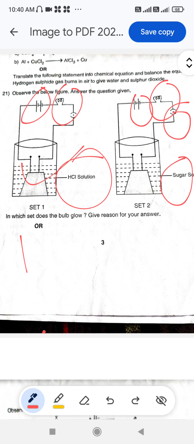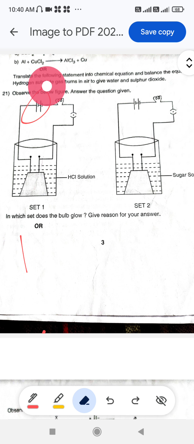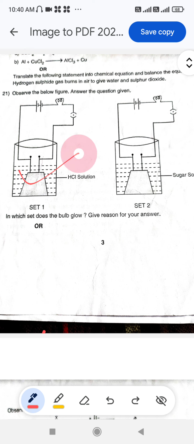set 1 contains hydrochloric acid solution and set 2 contains sugar solution. They are asking, in which set does the bulb glow, in which condition is the bulb glowing, and to give a reason for your answer. The answer: set 1 will make the bulb glow.